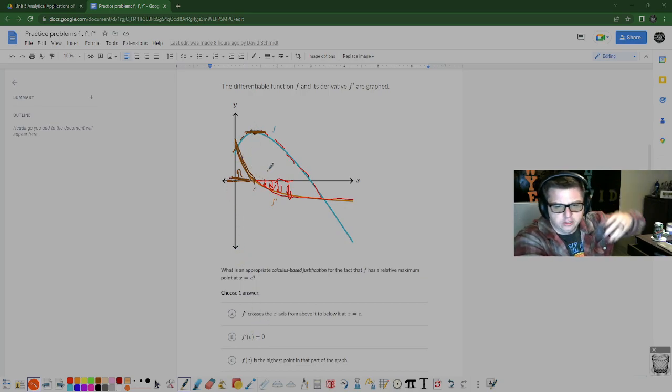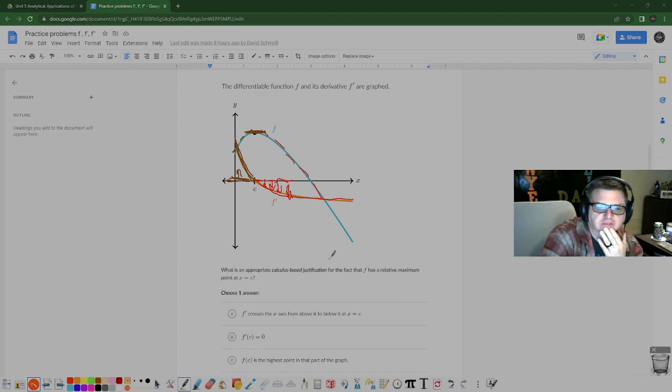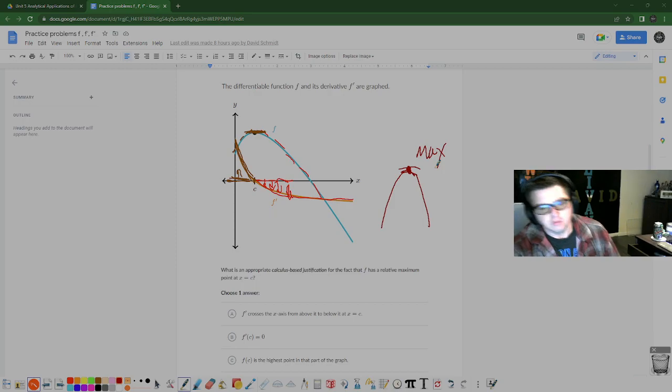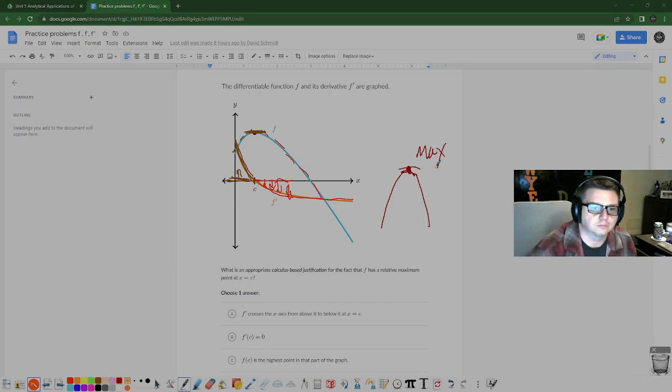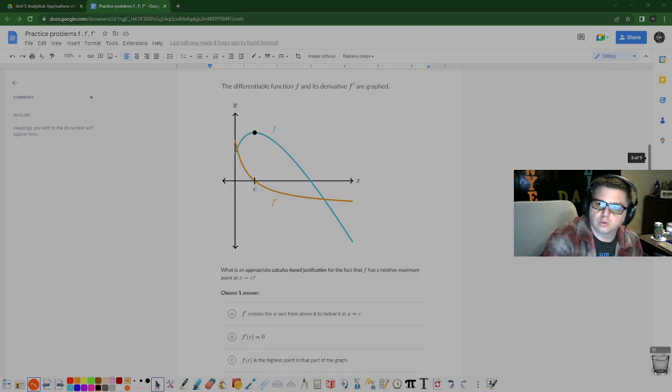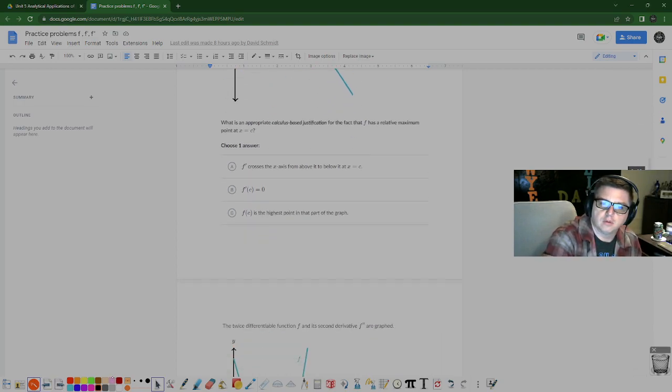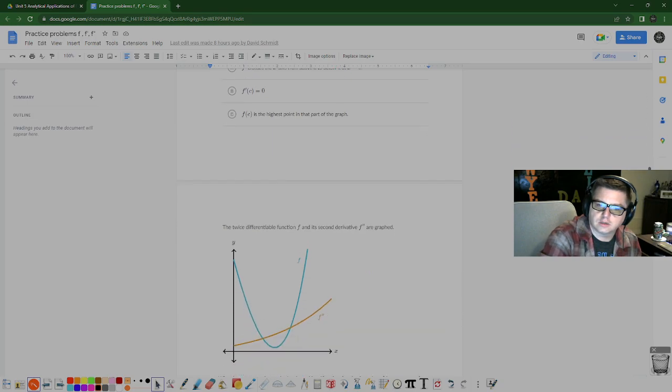But there's even more. But does that tell us that it's a relative maximum? The fact that it goes from increasing to decreasing, and there's no way to go from increasing to decreasing without changing from one to the other, which makes it a maximum value. Not bad. Not too complicated yet. They start to get weird.